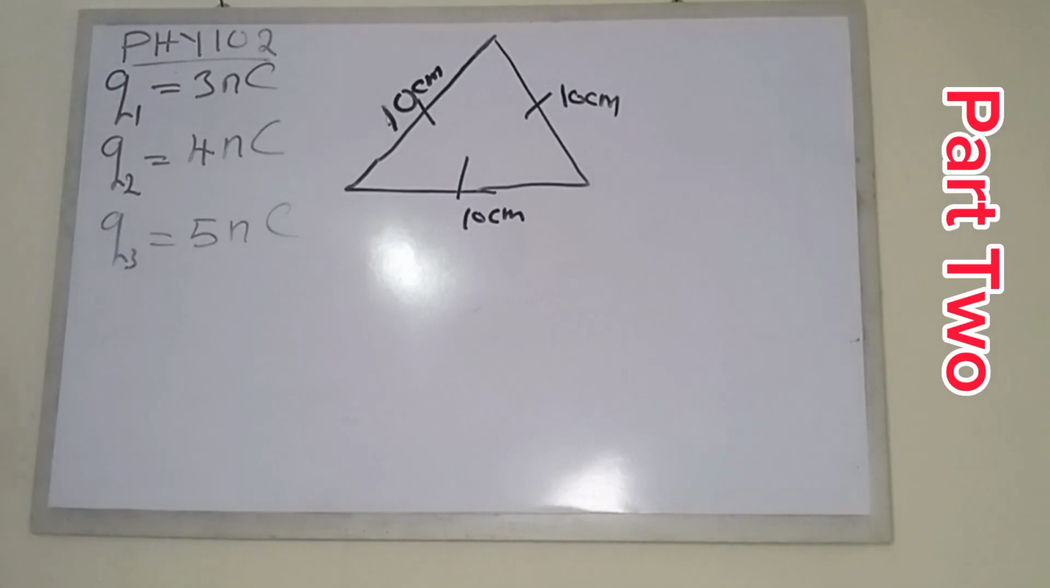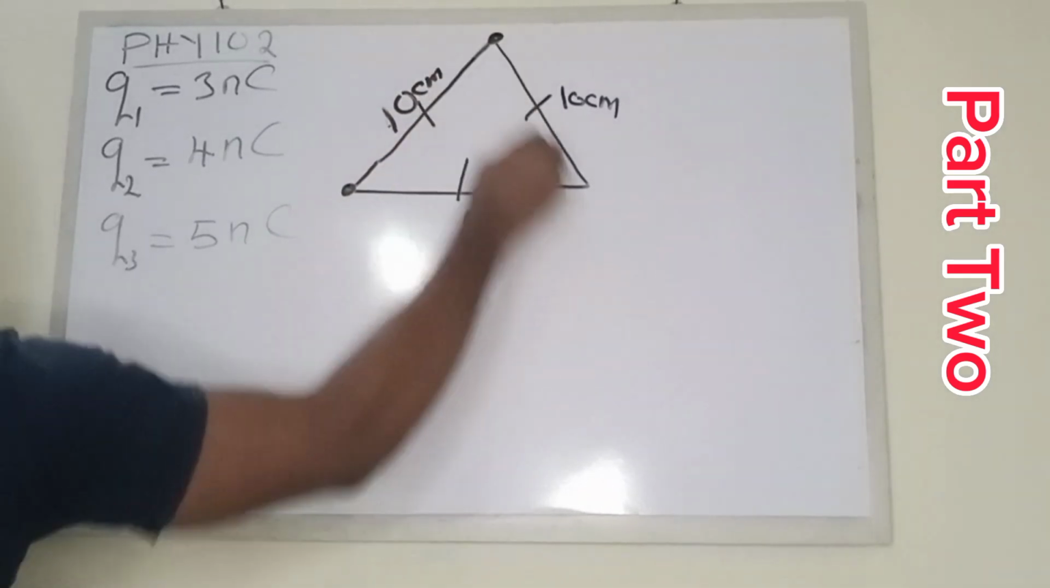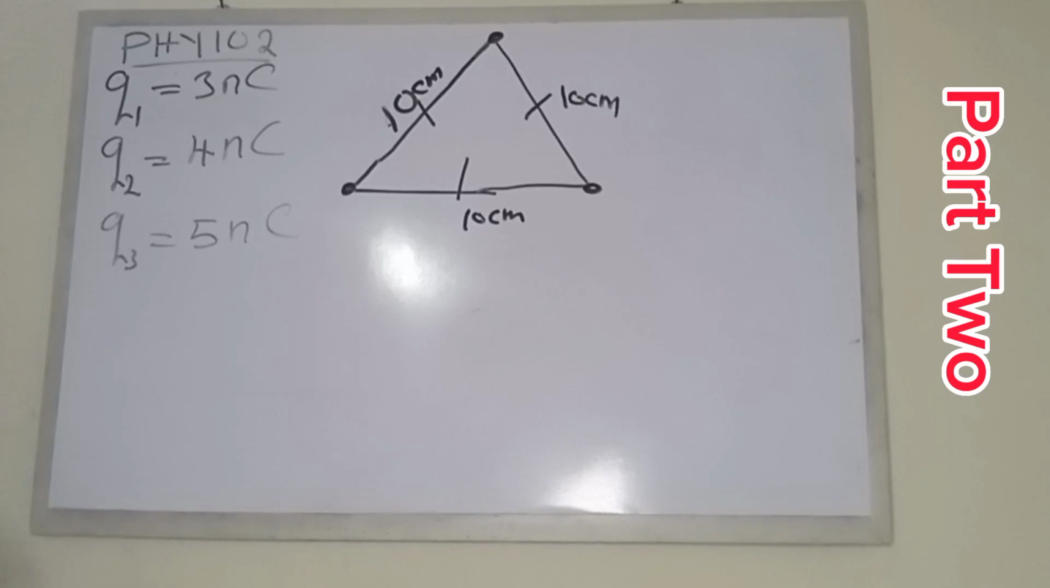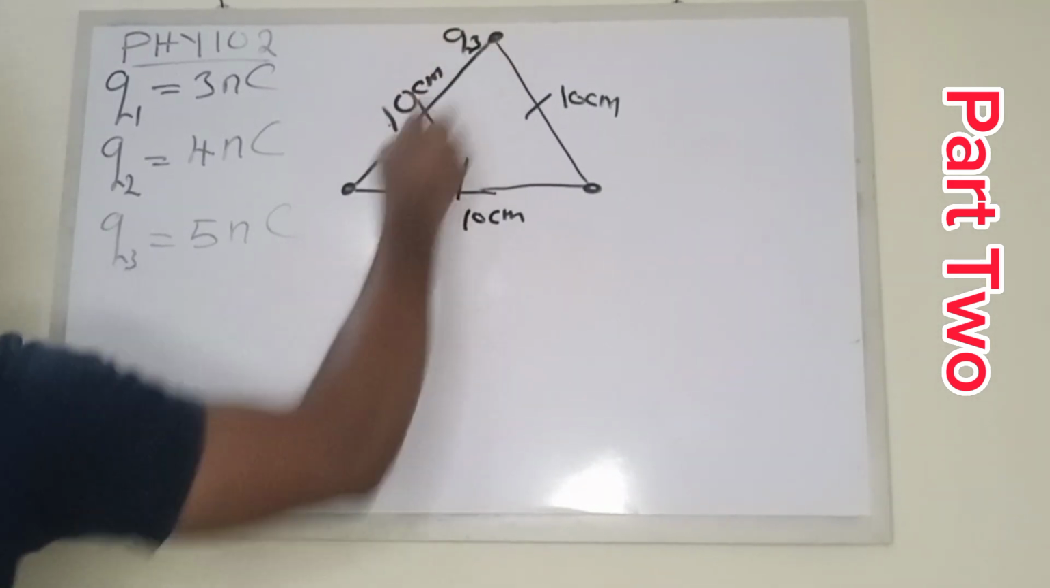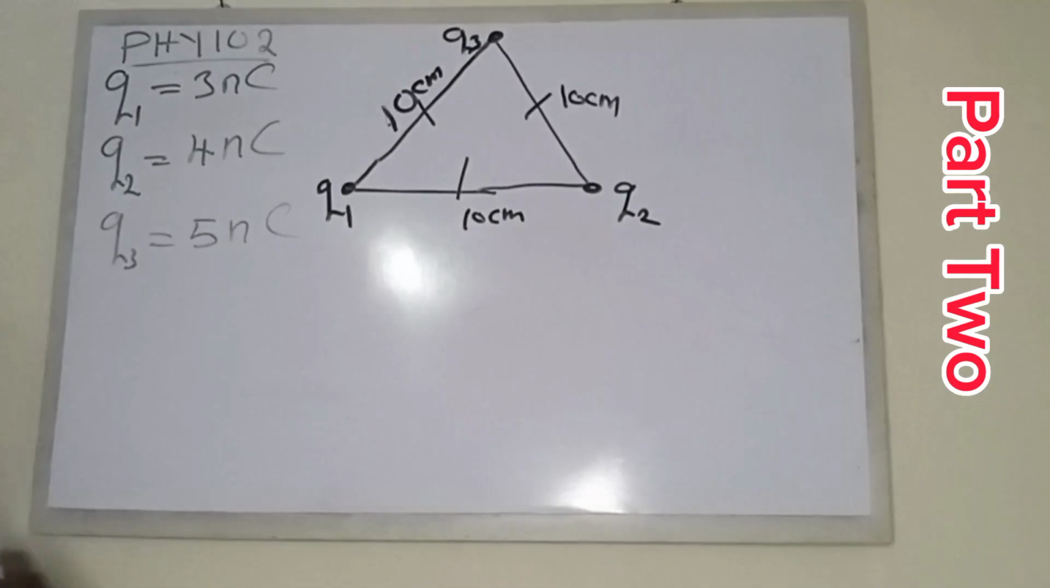So now let's locate our charges on this equilateral triangle because it has 3 points. Now, it says to find the total force on Q3. So let's assume this is our Q3, and this is our Q1 and our Q2.